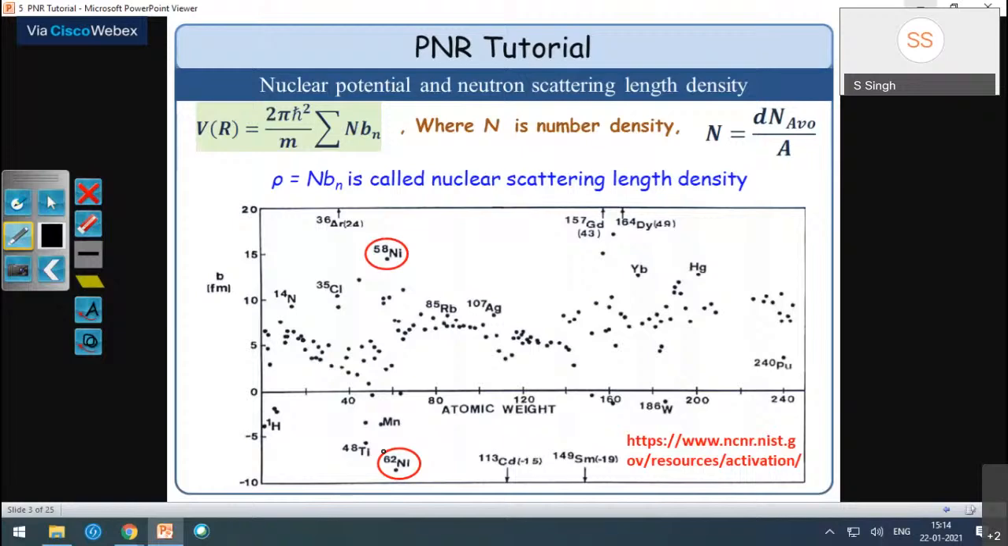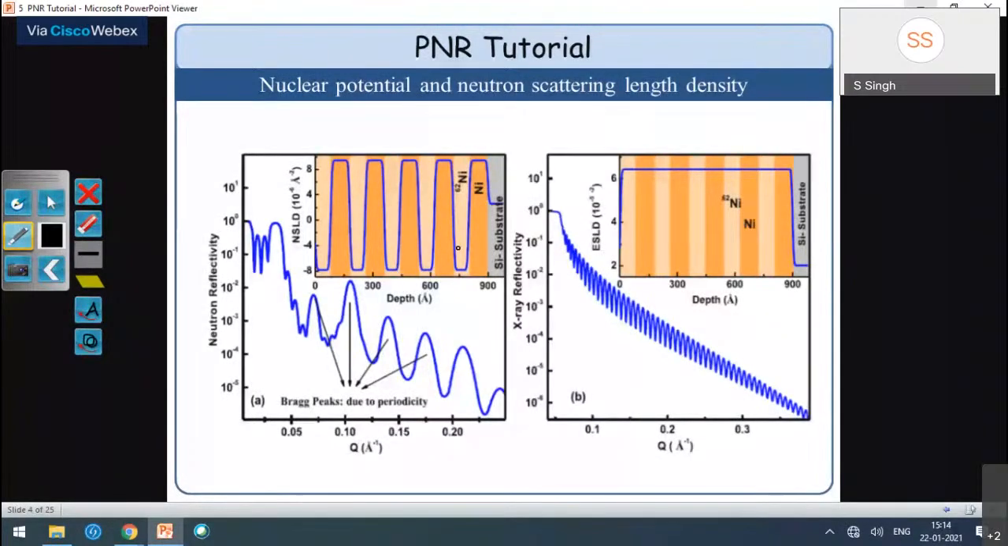I will just do all this calculation. One example I want to show you is natural nickel and nickel 62, and you can see how this scattering density, which sometimes we call contrast from one layer to another, gives us the reflectivity. So you can see here we have made a multilayer of natural nickel and nickel 62. Just now I told you the b value, scattering length, for nickel 62.